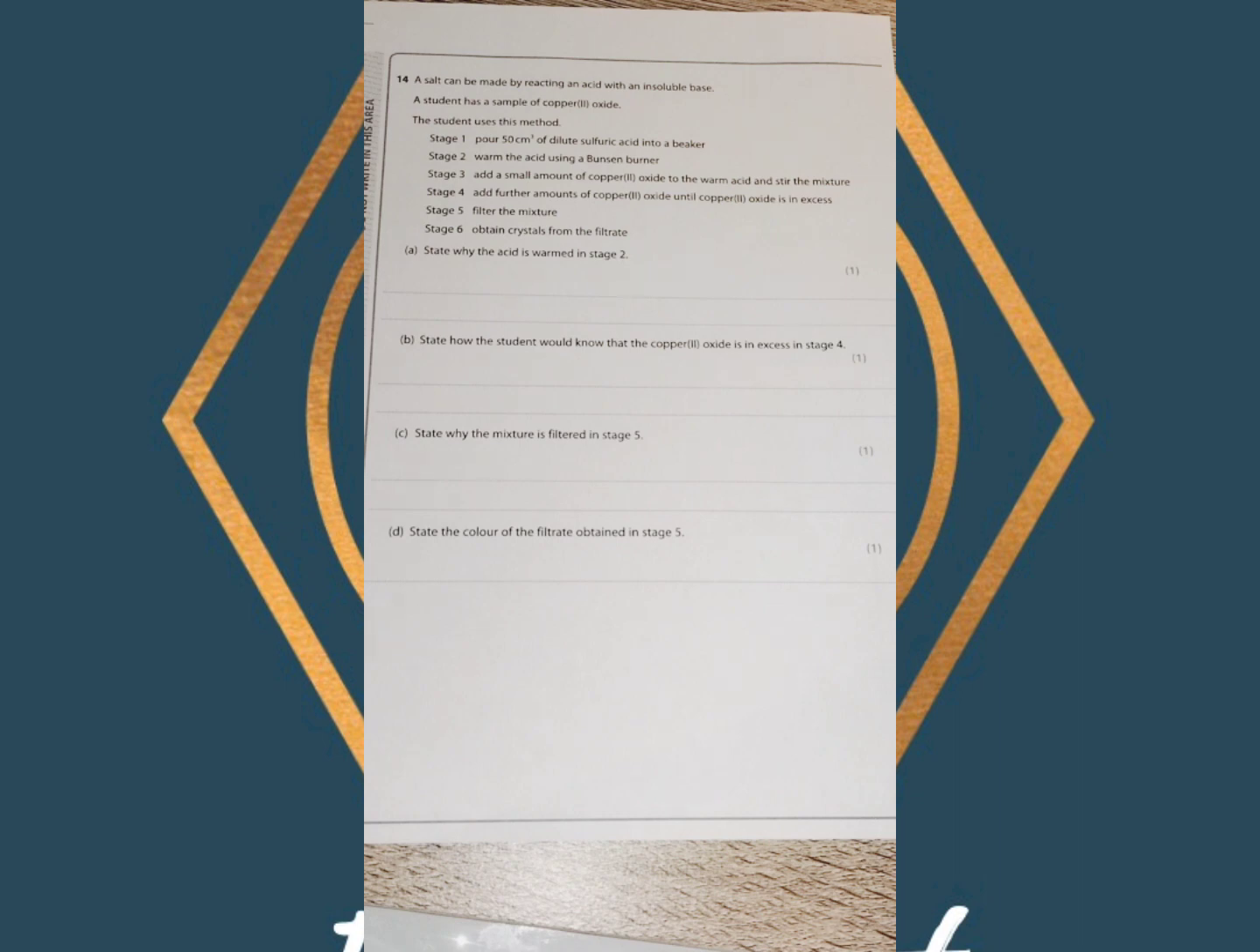Put 50 centimeters cubed of dilute sulfuric acid into a beaker. Warm the acid with a Bunsen burner. Add a small amount of copper oxide to the warm acid and stir. Add further amounts of copper oxide until copper oxide is in excess. Almost gave away an answer there. Filter the mixture and obtain crystals from the filtrate. We'll expand upon stage 6 as part of this question, I think.